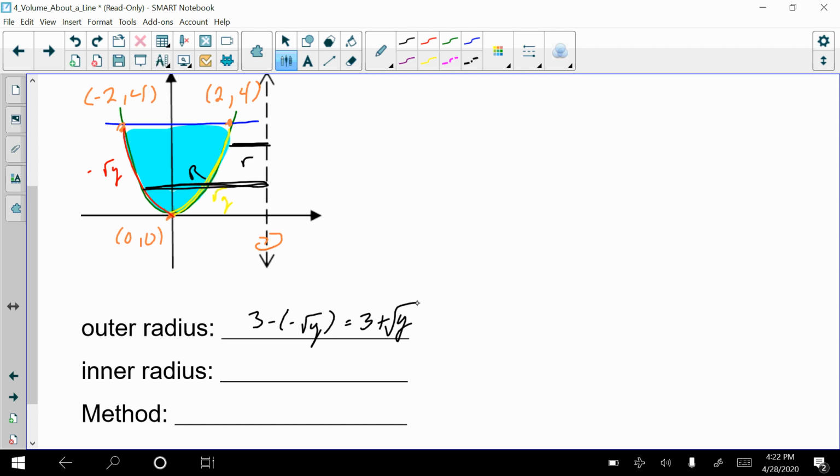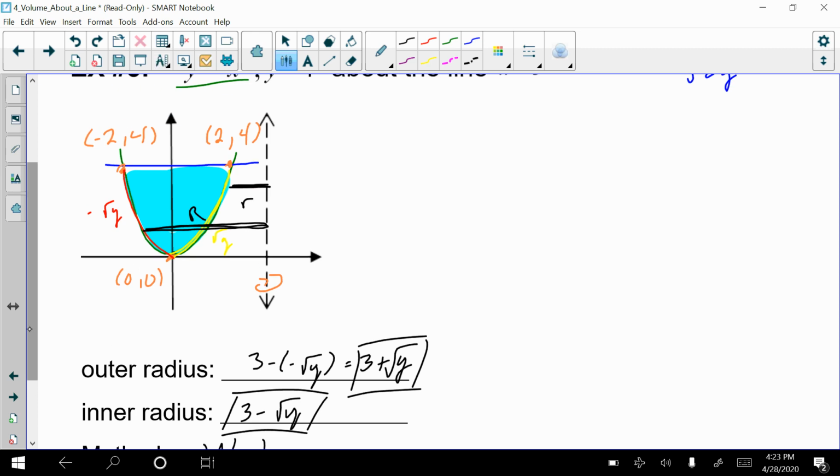So now let's take a look at the inner radius. The inner radius is going to be from the line x is equal to 3, and now we're going to subtract the positive square root of y, and so that's all we wind up getting, just our two radius lengths. And of course this is still going to be done with the washer method, because we're going to have cylinders that have the interior region of the cylinder removed.